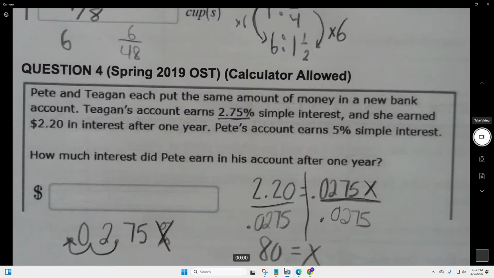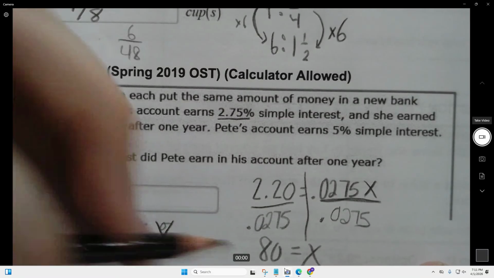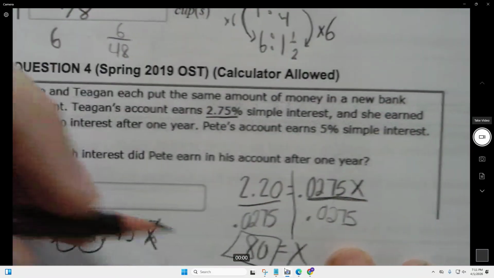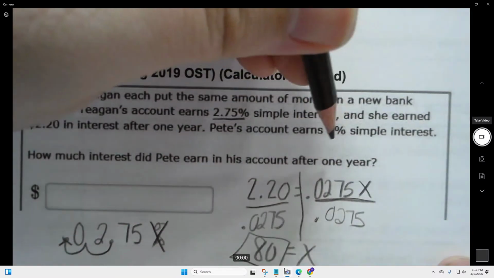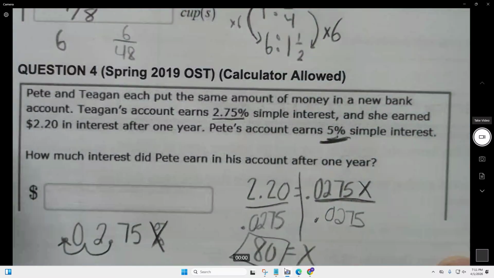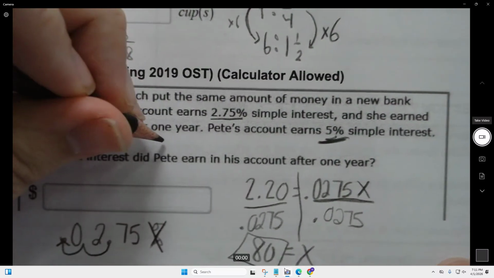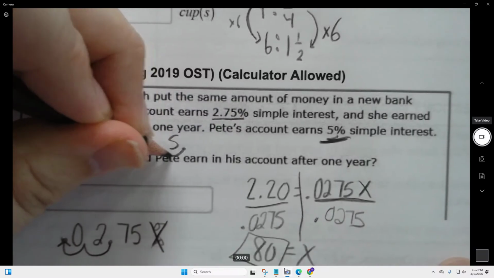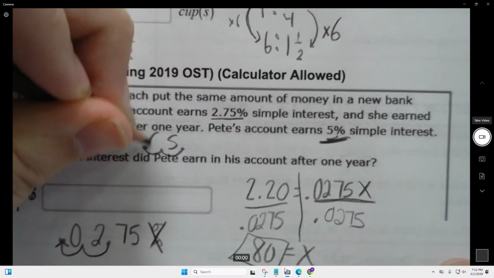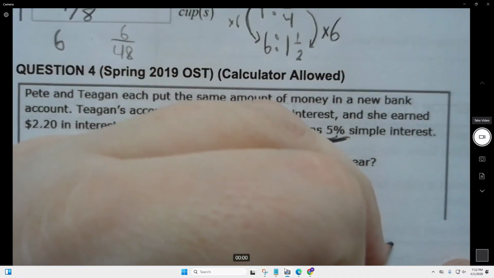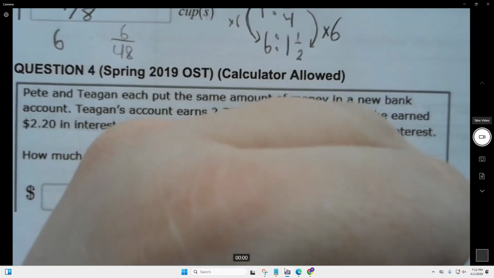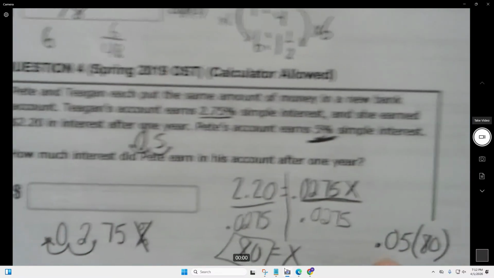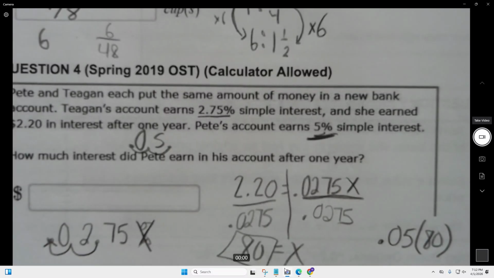Now, Pete and Tegan put in the same amount of money, so we know that Pete also had $80. So we need to find out what 5% of $80 is. So again, we're going to convert our percent to a decimal. We're going to move the decimal over 2, and we're going to get 0.05. And we're going to find out what 0.05 times 80 is. 5% of 80.